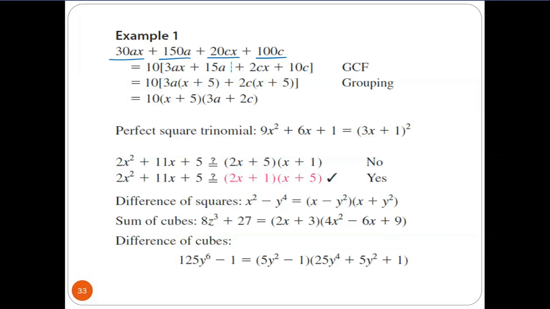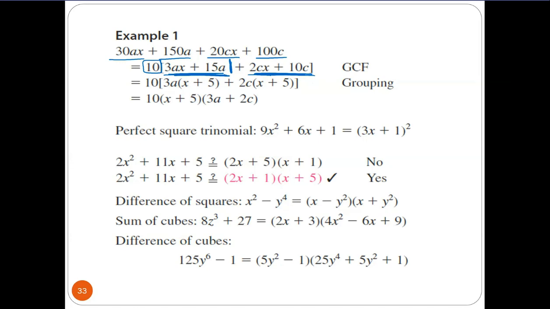We have 30, 150, 20, 100. So 10 is the common factor. Now, 30 over 10, so we have 3ax, 150 over 10 is 15, 20 over 10 is 2, and 100 over 10 is 10. Look at this. We can divide this into two groups. The first group like this, and the second like this.